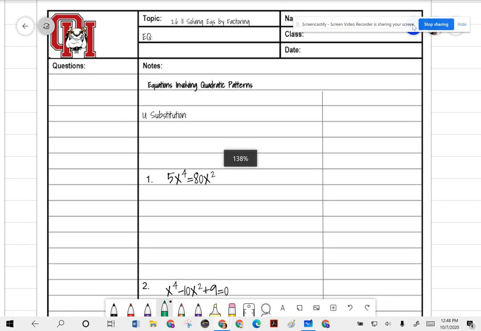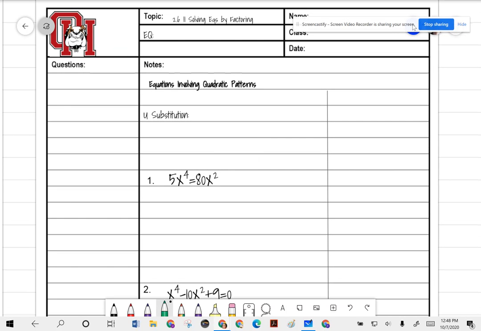All right, so in this video, we are going to be discussing solving equations by factoring. Let's start with the vocabulary portion of U substitution. So basically, U substitution is just an easier way to make a complex expression easier to solve.